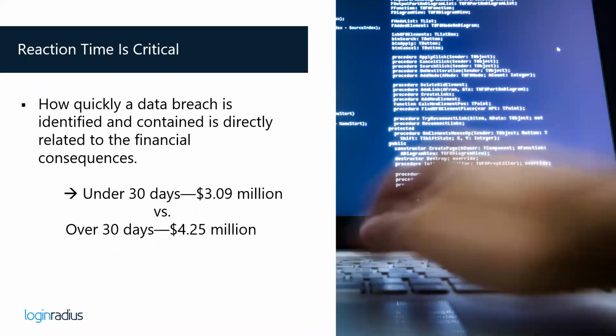So what it comes down to is reaction time. How do you mitigate that cost if a breach does occur? Reaction time here is critical. It's shown that if the data breach is reported and contained within 30 days, the average cost is about $3 million. However, if it extends over 30 days, you're really increasing your costs by over $4 million. So that reaction time can really save you millions of dollars.